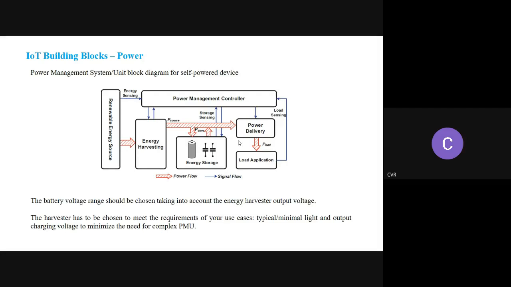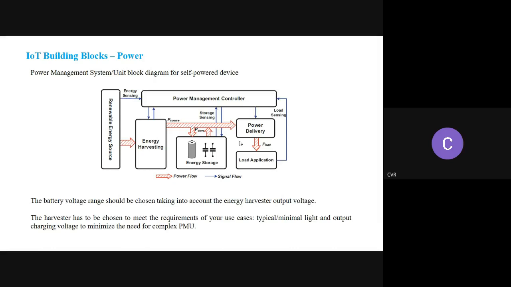Okay, so we need to have certain types of regulators, say buck-boost type regulators. Typically what it will do is that when the voltage is low, it will boost it, and when the voltage is high, it will reduce it. So all these things will overall help you to ensure a constant supply to your node. Okay, so this is one aspect.